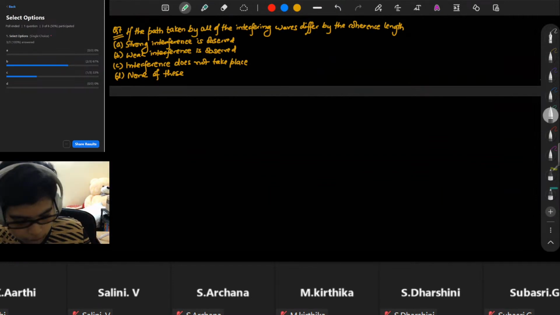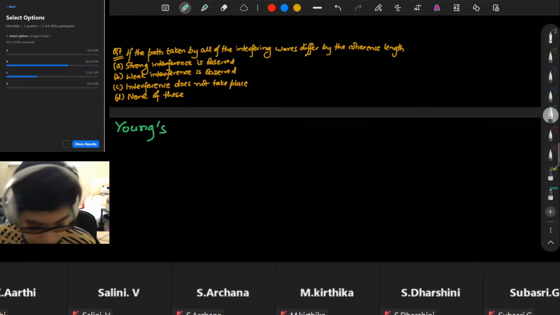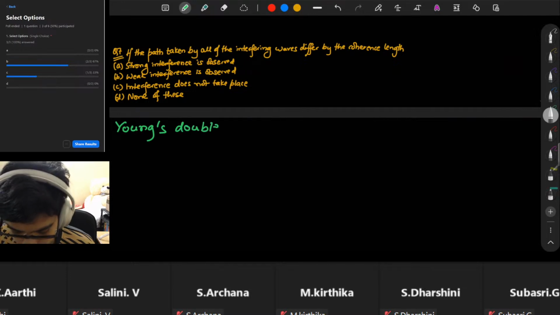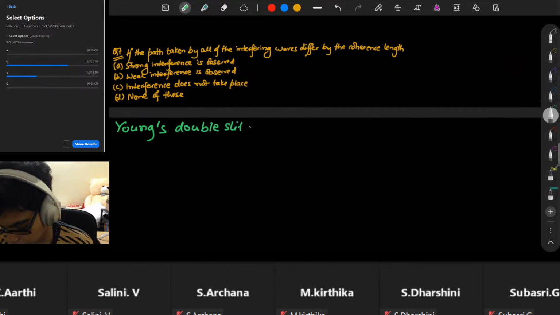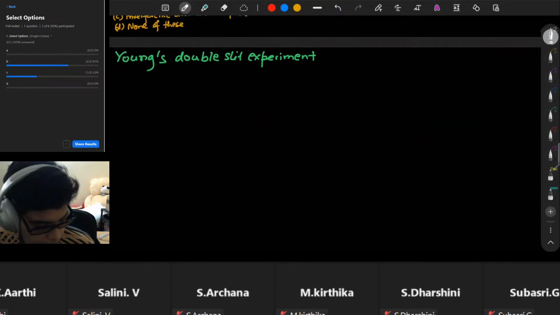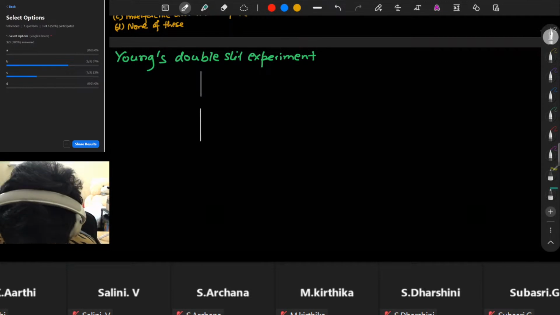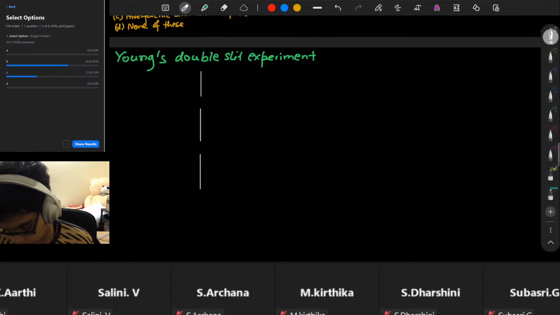So let us revise the concept of Young's double slit experiment. It seems that people have forgotten the previous concepts, so let us revise it. So what do we have in Young's double slit experiment? As the name suggests, we have a double slit. So let me draw. This is the first slit. This is the second slit. And we have a source somewhere over here.